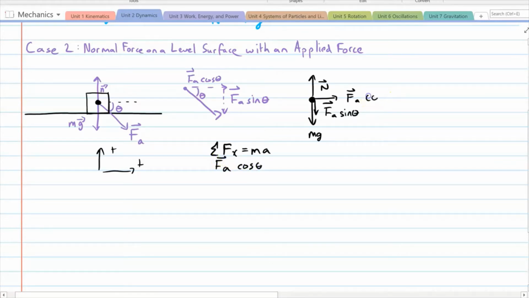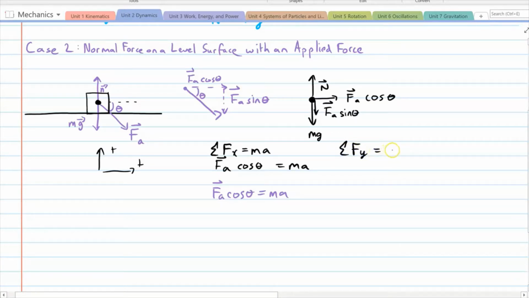Oop, this thing I noticed also disappeared when my OneNote crashed. And it's equal to ma. So that is our, if you want to think about it, our horizontal result. And then we can solve for whatever. But we also have to look at the y component, which is more involved in this problem.